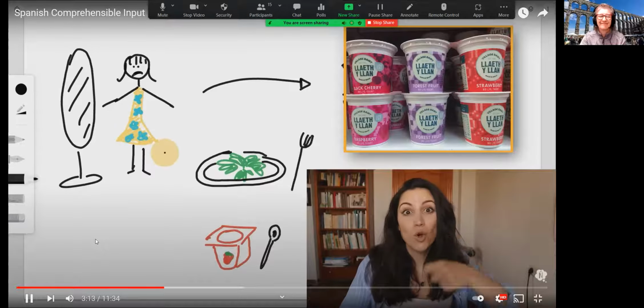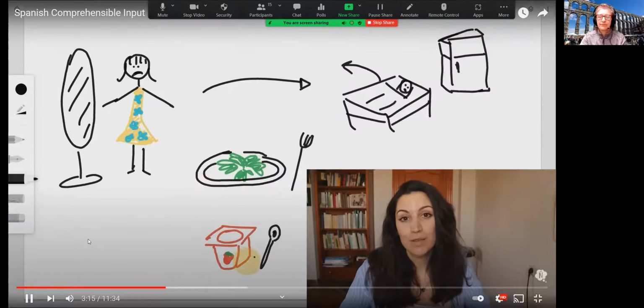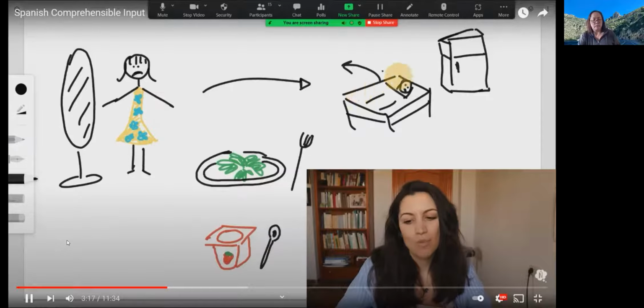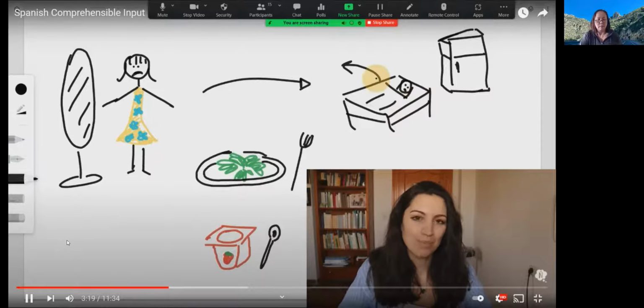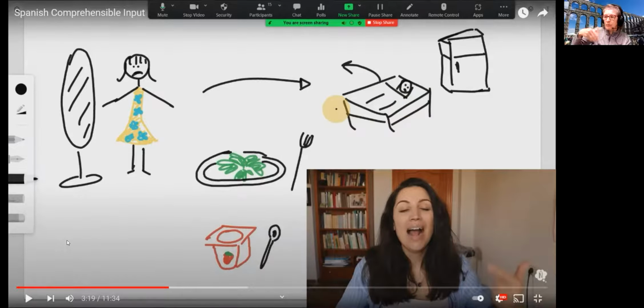Strawberry. Se come, she eats up. Se come is a little more specific than come. Se come would kind of be like gobble up. She snarfs it down. Okay.